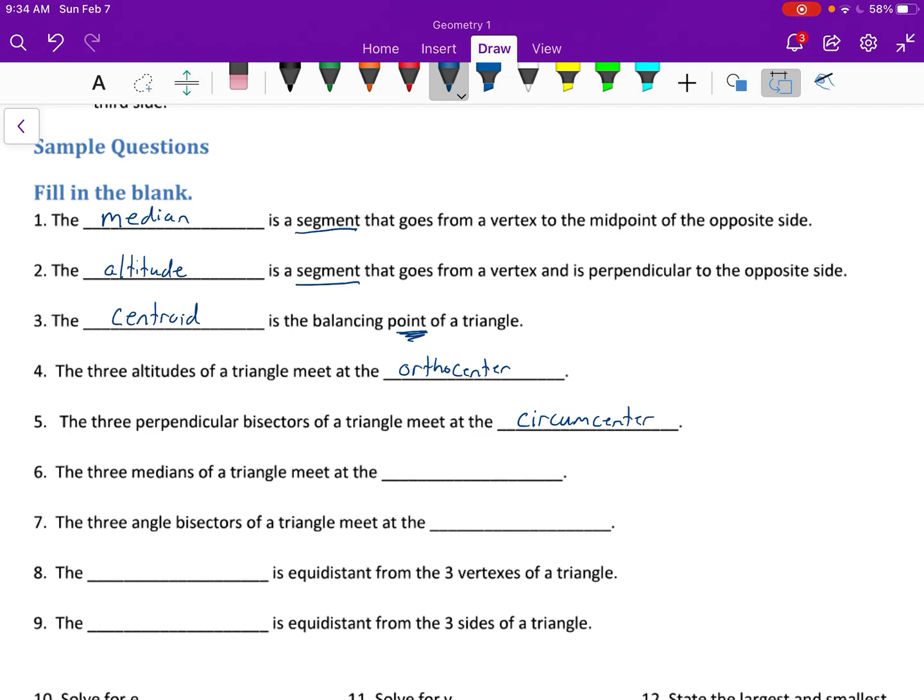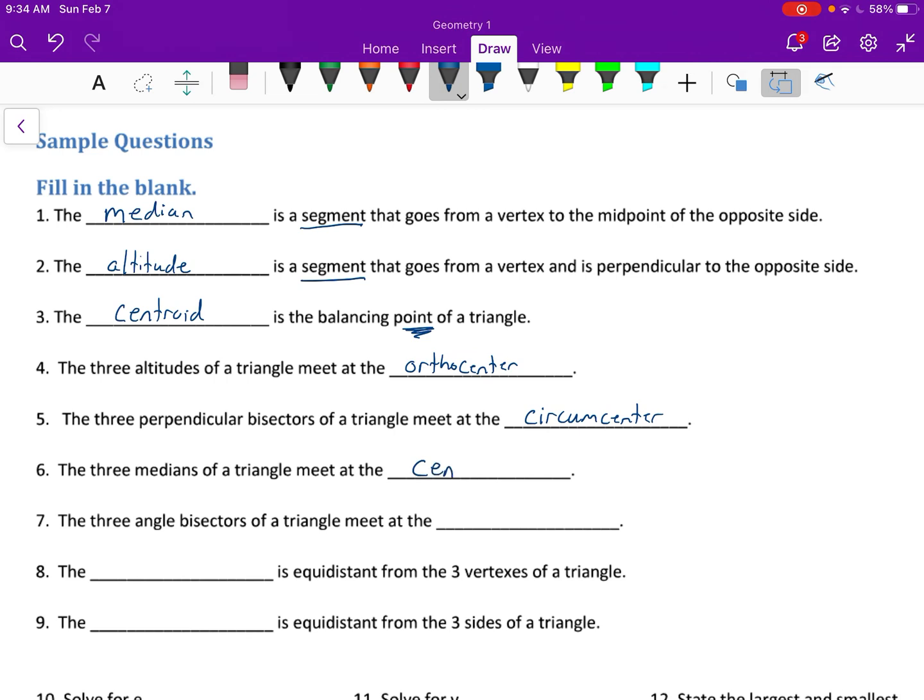So these are just sample questions. You could have questions that are asking about any of these different segments, the points, or the properties. The three medians of a triangle, number 6, meet at the centroid. The three angle bisectors of a triangle meet at the incenter. The blank is equidistant from the three vertexes or vertices of a triangle. Well, which was the one that's equal to the three vertices? That is the circumcenter, because then it would be the center of the circumscribed triangle. And equidistant to the three sides, that's the incenter, which is the center of the inscribed triangle.